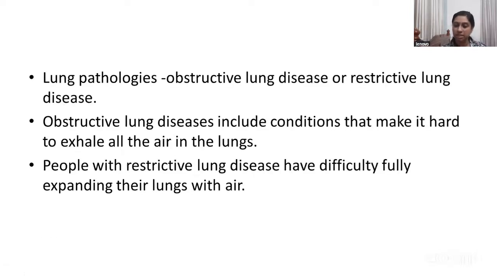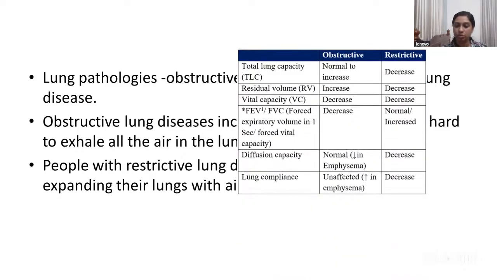Lung pathologies can basically be divided into obstructive as well as restrictive types of lung diseases. In obstructive lung disease, it is hard for the patient to exhale all the air in the lungs. So air is not coming outward. Some obstruction is there to prevent the exhalation of the air. And restrictive lung disease means something is restricting the lungs from expanding fully. That is causing a reduction in the air that's entering the lungs, or the expansion of the lung by the air is prevented in restrictive types of diseases.